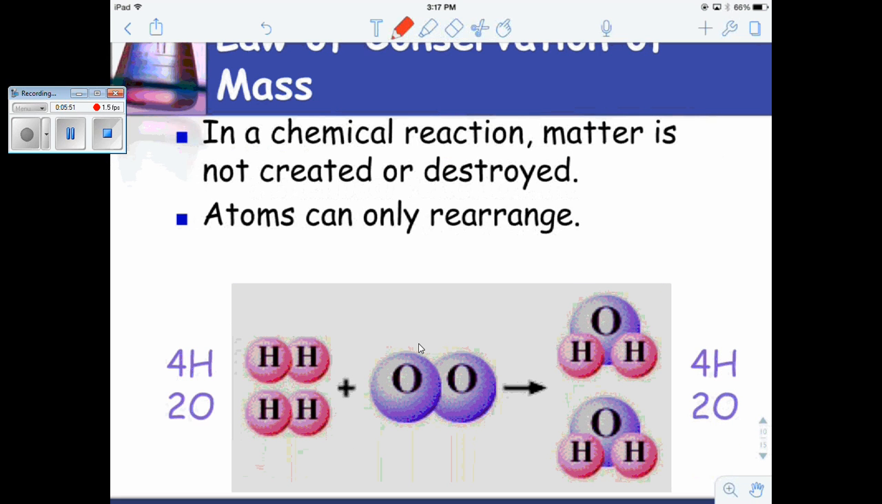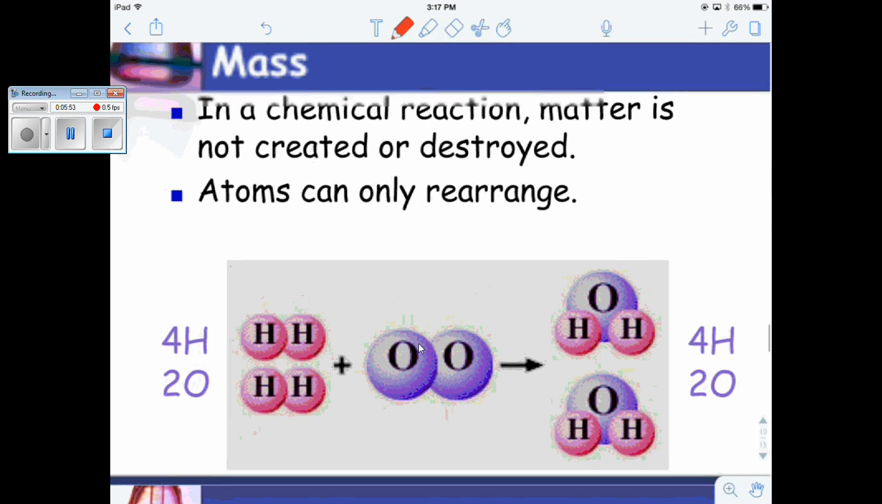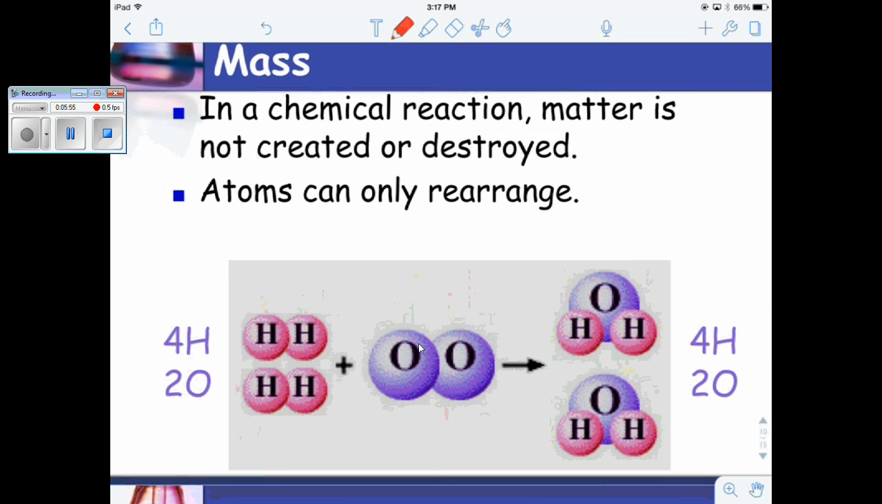All right, so law of conservation of mass, once again, and we're going to go into this a ton. A big part of what we're going to be learning is how to balance equations, making sure that both sides are equal. Really what it's saying is that in a chemical reaction, matter is not created or destroyed. Atoms can only rearrange. So you have to have the same number of atoms on the left side of the arrow as you have on the right.